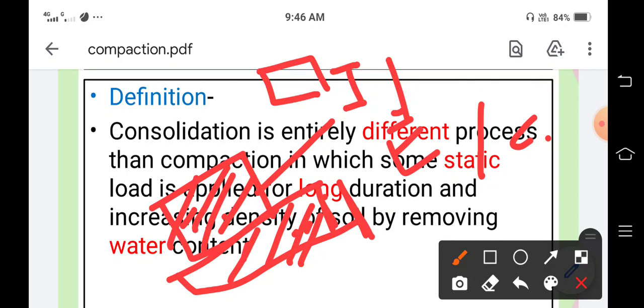So due to application of this steady load, this soil will settle into the downward direction. This process is called consolidation.